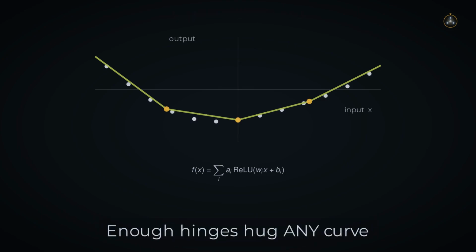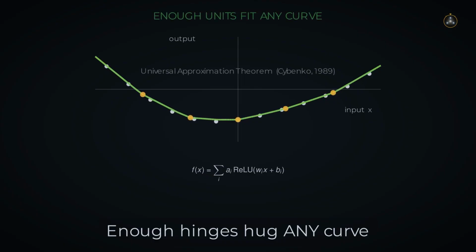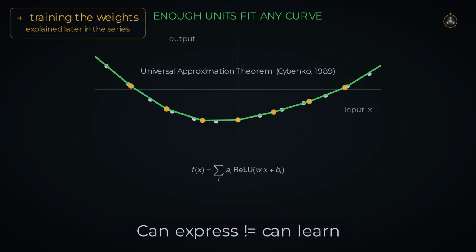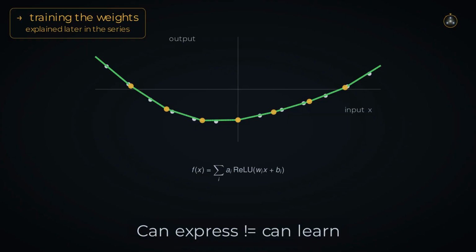How many bends do you think it takes to trace this U? Watch. With enough of them, the sum follows the curve exactly, the same curve a straight line couldn't touch. This is the universal approximation theorem. Enough ReLUs in a single hidden layer can fit any continuous shape. But there's a catch. Being able to fit a curve isn't the same as finding it.